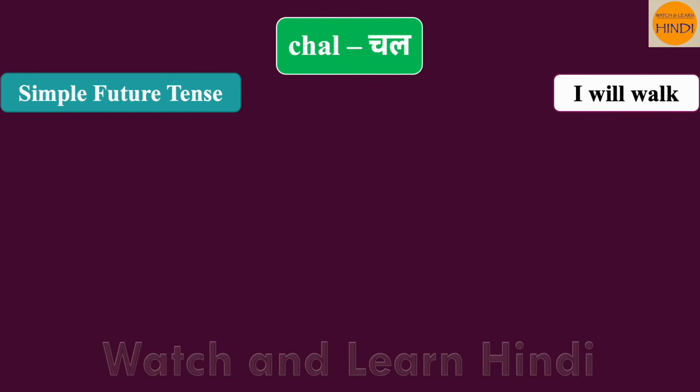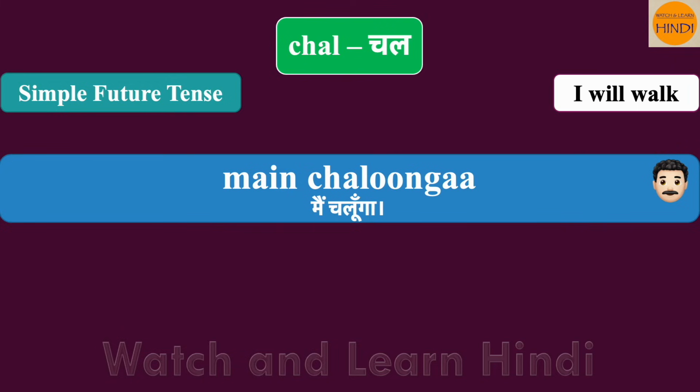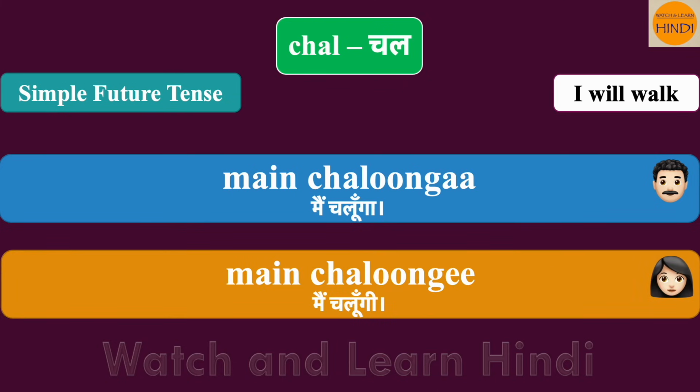For simple future tense, in English it is I will walk. And in Hindi, for masculine, it will be मैं चलूँगा. चल plus ऊँगा, चलूँगा. मैं चलूँगा. I will walk. For feminine, मैं चलूंगी. चल plus ऊंगी, चलूंगी. मैं चलूंगी. I will walk.